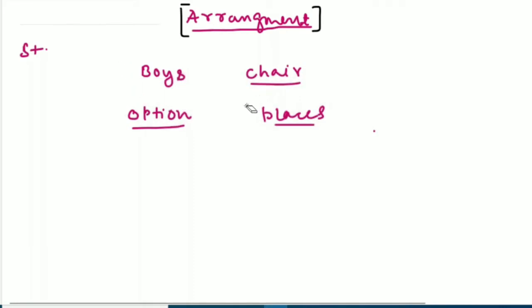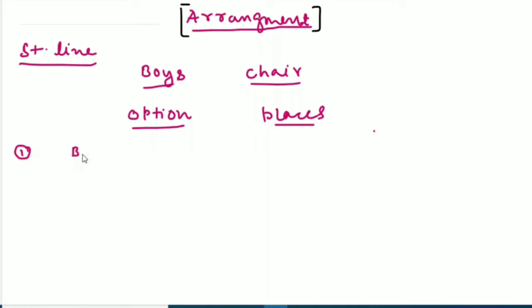Now we don't actually know the number of boys and the number of chairs. So based upon this condition of boys and chairs, or options and places, there are 3 possible scenarios. Now let me tell you which 3 scenarios are possible. The easiest and most used scenario is that boys are equal to chairs, meaning whatever the number of chairs, the same number of boys are present.